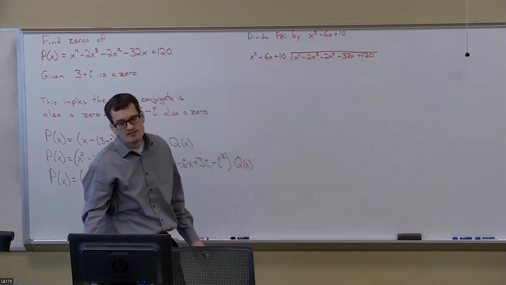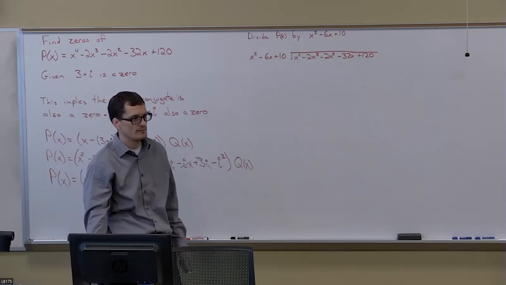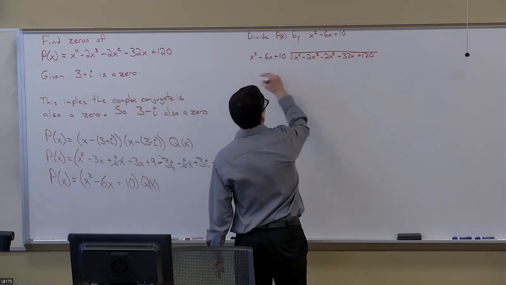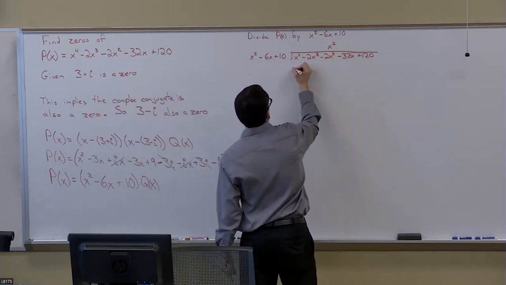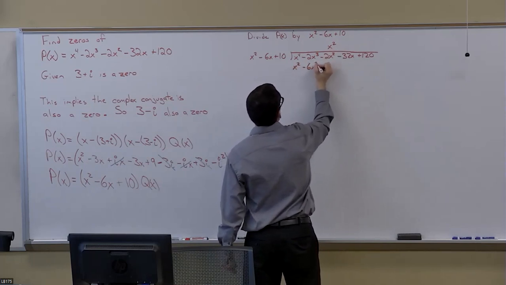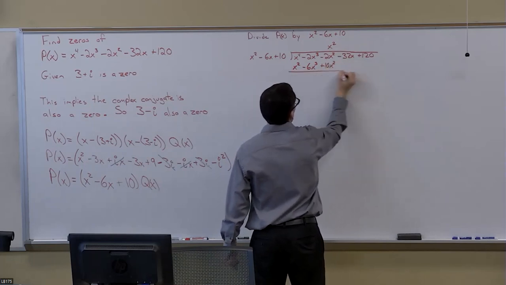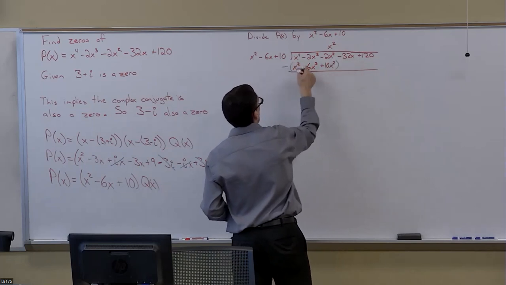And because I'm not dealing with x minus a number, I have to use long division when I do that. So I say, how do I get x to the fourth? I have to multiply by an x squared. Multiply that whole thing by x squared, I get x to the fourth minus 6x to the third plus 10x squared. Subtract.